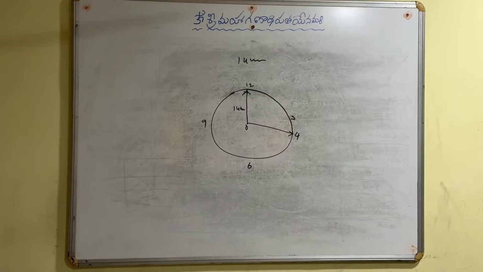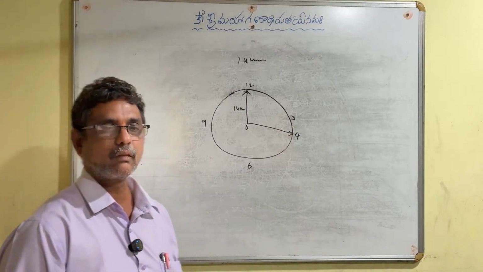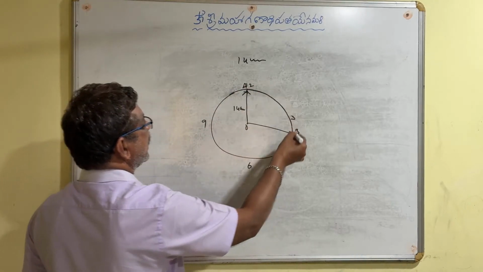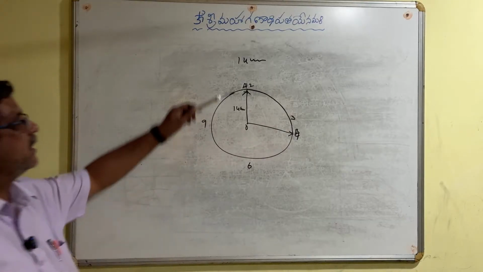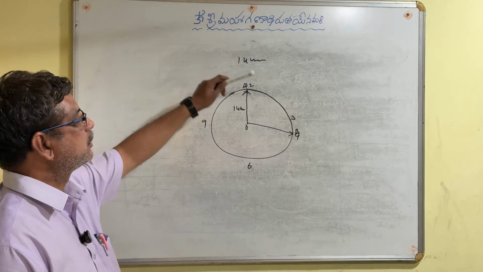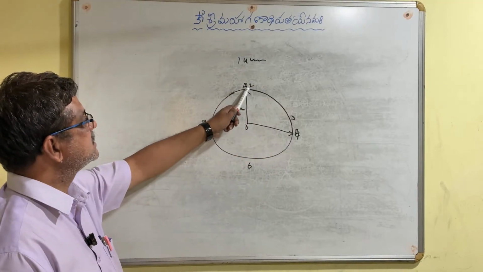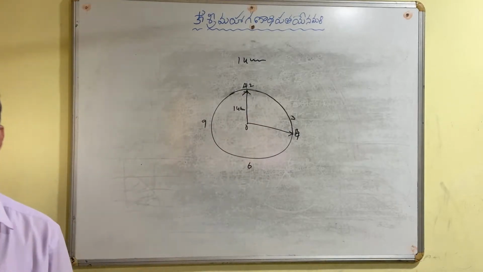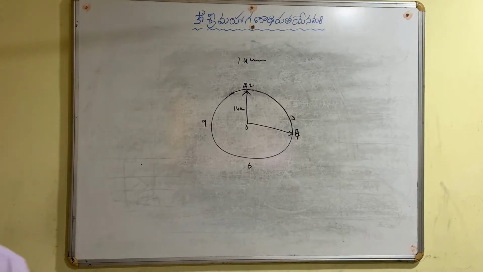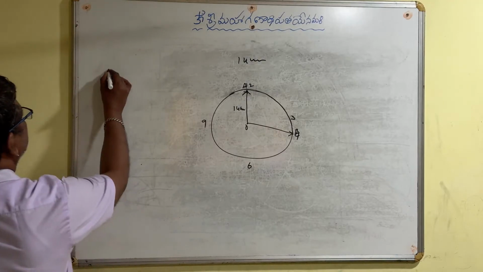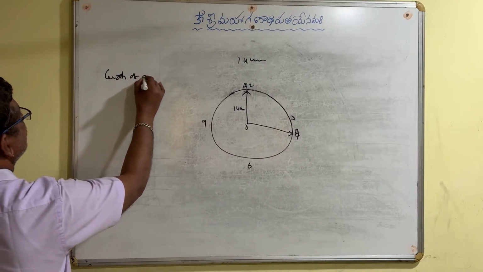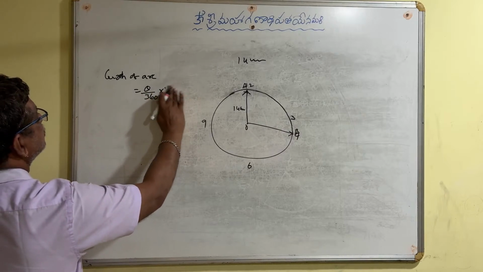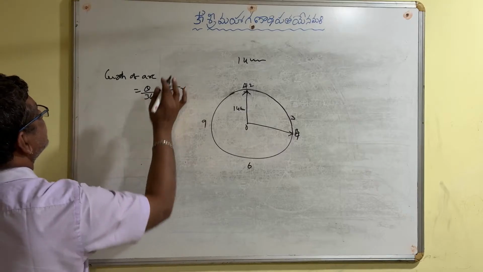If this is the question, what we have to find out? We have to find out the length of the arc. Because initially it was at A, and after 20 minutes it was at B, and this is the distance traveled. So we need to find out the length of the arc. The formula is theta by 360 into 2 pi r.